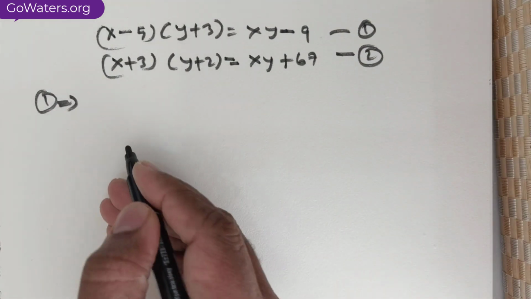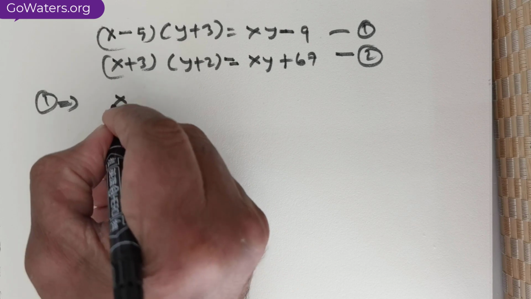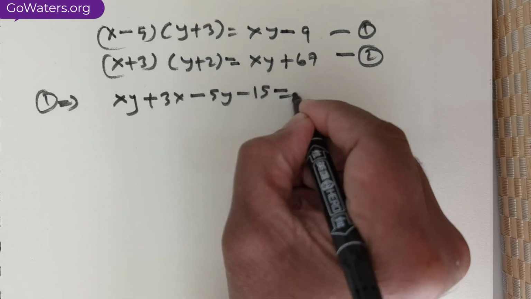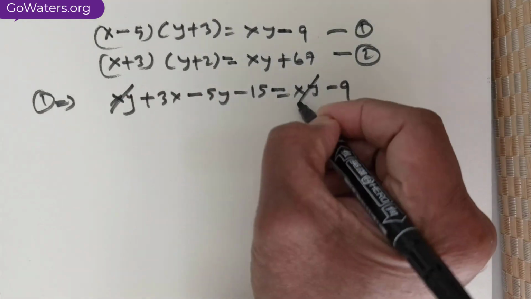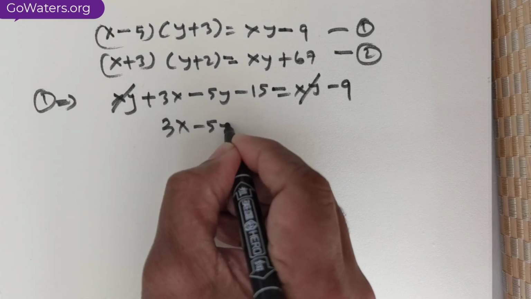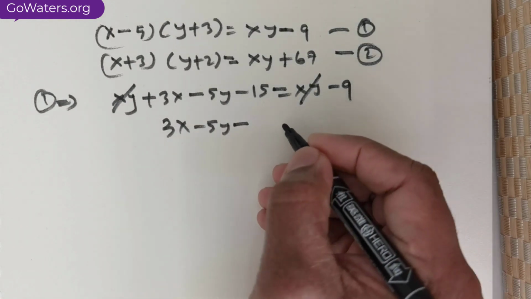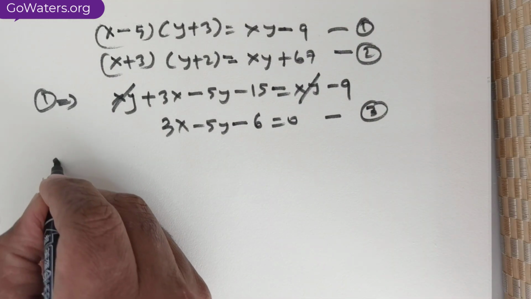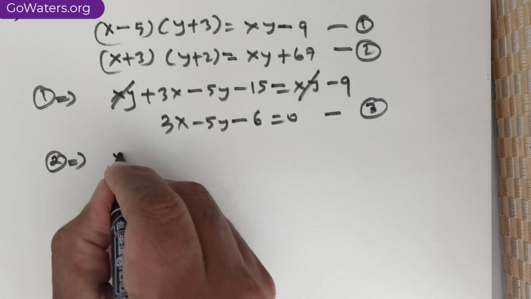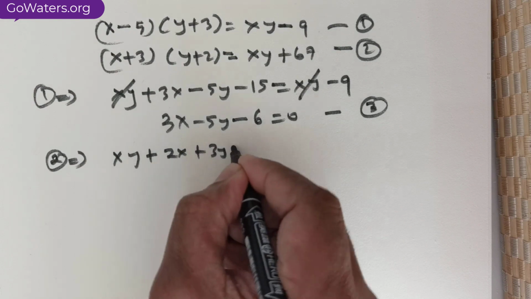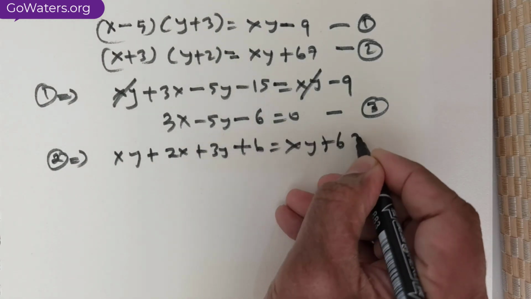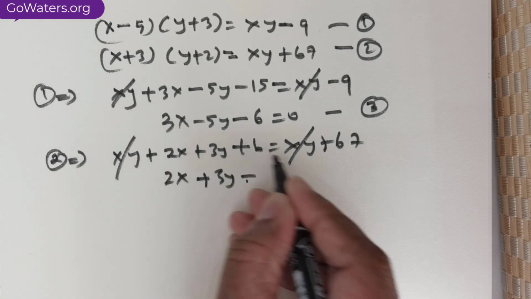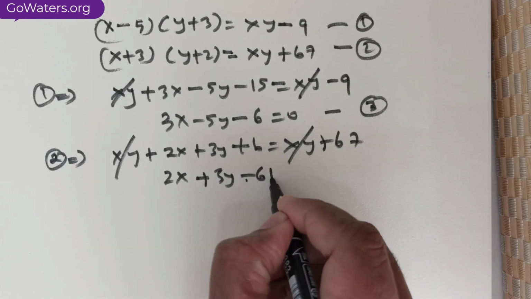So I need to do some simplification with regard to 1. xy + 3x - 5y - 15 = xy - 9. xy can be cancelled. So you get 3x - 5y - 15 + 9, that's going to give me 3x - 5y - 6 = 0. So this is my equation 3. And from equation 2, xy + 2x + 3y + 6 = xy + 67. xy can be cancelled. You get 2x + 3y, and you bring negative 67, it will become negative 61 is equal to 0.